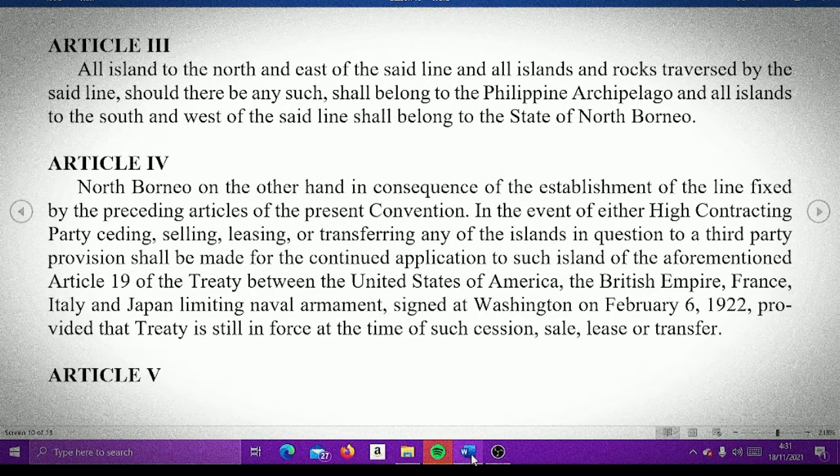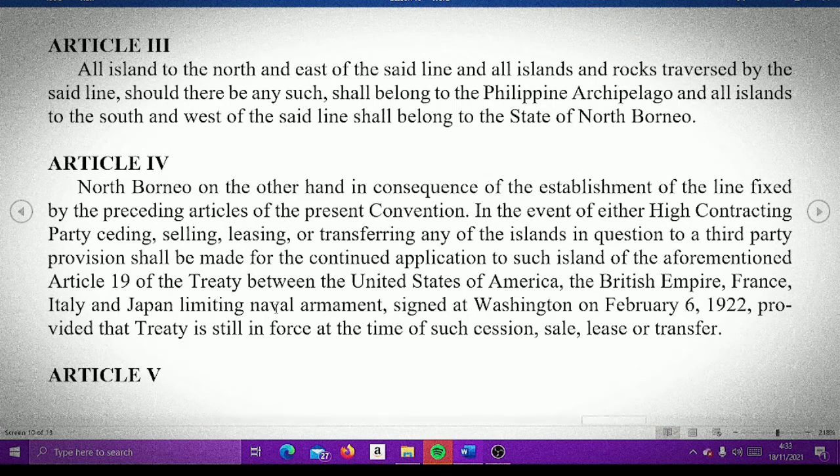Article 4. North Borneo, on the other hand, in consequence of the establishment of the line fixed by the preceding articles of the present convention, in the event of either high contracting party ceding, leasing, or transferring any of the islands in question to a third party, provision shall be made for the continued application to such islands of the aforementioned Article 19 of the treaty between the United States of America, the British Empire, France, Italy, and Japan, limiting naval armament, signed at Washington on February 6, 1922, provided that treaty is still in force at the time of such cession, sale, lease, or transfer.